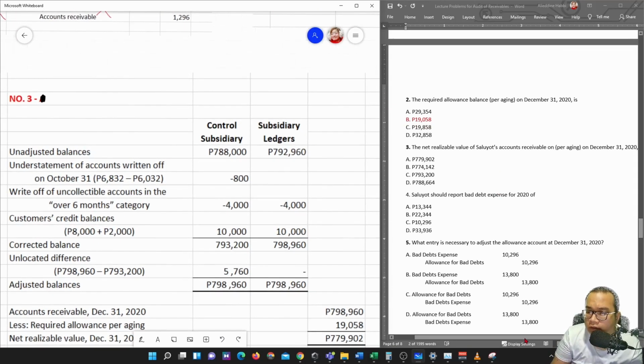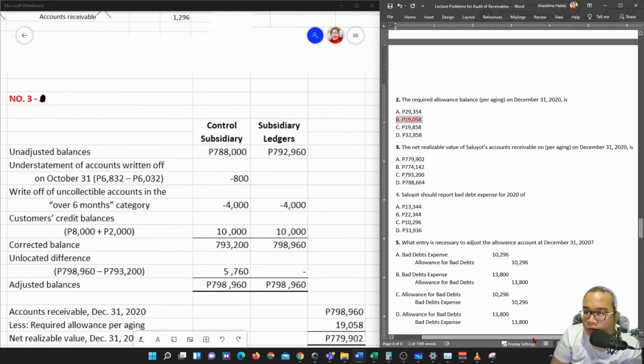Okay. So, next, the net realizable value of Saluyot's accounts receivable. Accounts receivable per aging on December 31, 2020 is, diba anong sabi natin kanina? Trade receivable to. Anong pag-ano natin sa trade receivable? Initial measurement, face amount. Subsequent measurement, NRV, net realizable value. Basically, yung face amount, tanggalin mo lang doon yung allowance niya and yung mga write-offs. Okay, good, may NRV ka na.